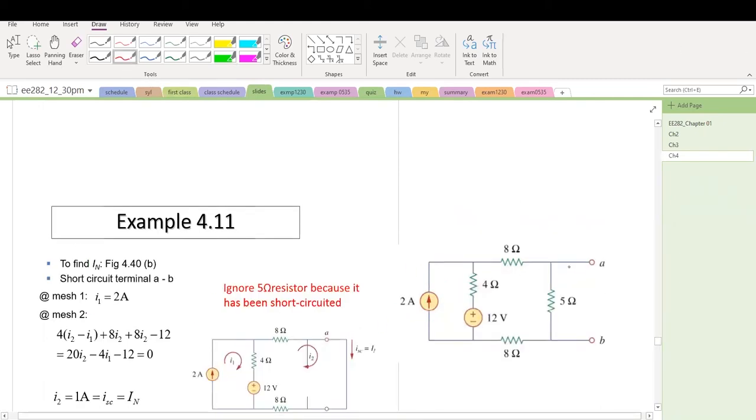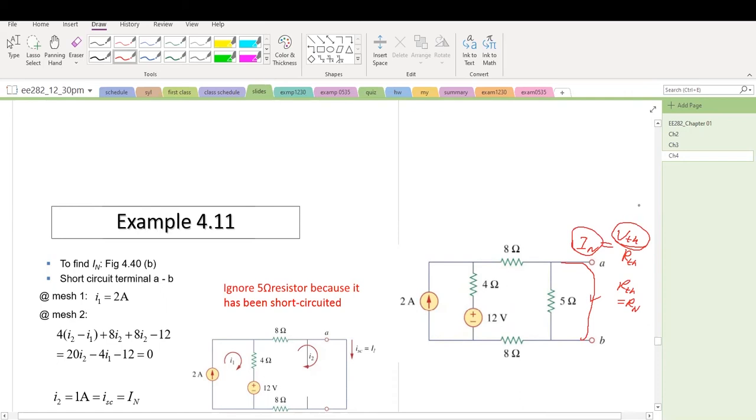Next is In, which is the short terminal current. So you need to short this terminal, and you find the current. There are two ways, actually, to obtain this short circuit current. One way is if we know VTH and we know RTH. And RTH we already obtained, that equals Rn. We solve the open circuit voltage, we can obtain In, or we can find In directly.